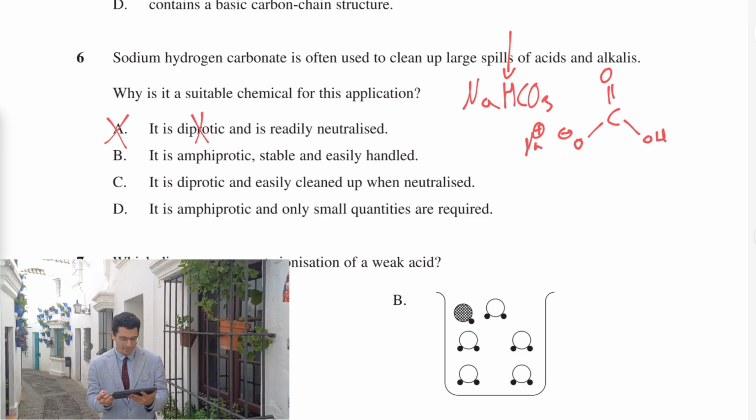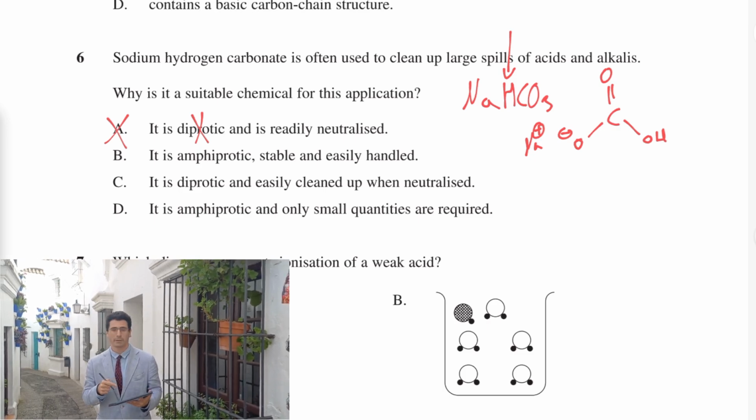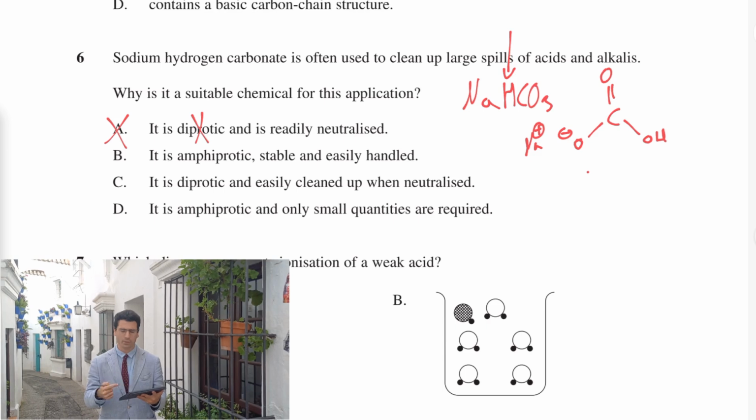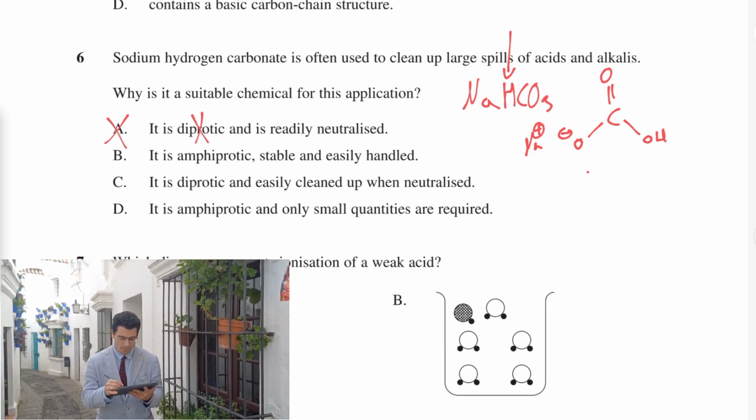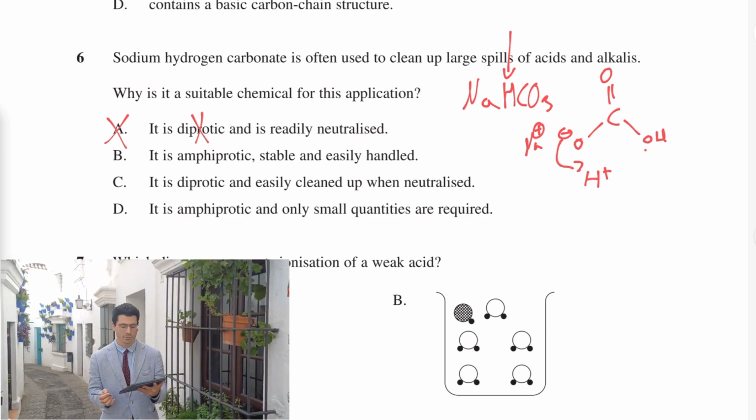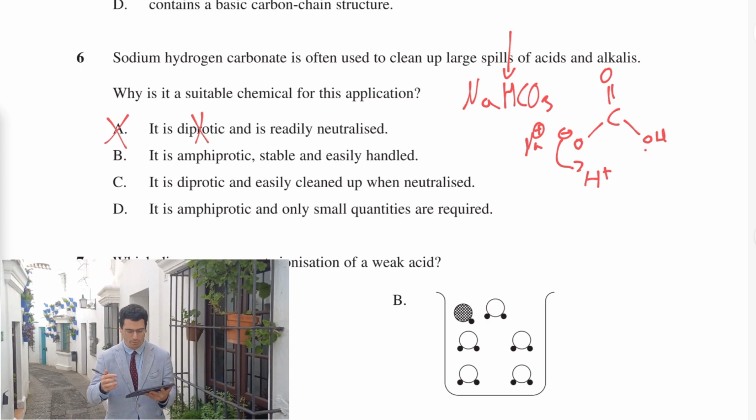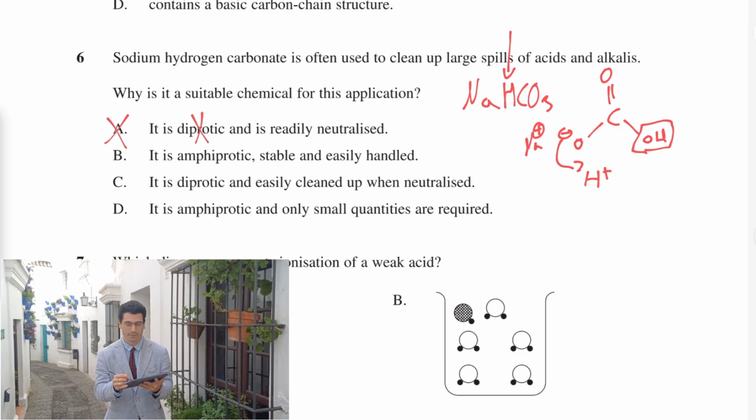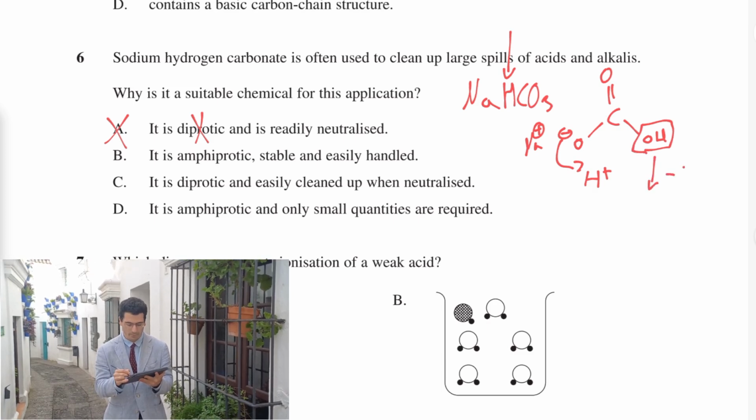It is amphiprotic, stable and easily handled. Well, this sounds more correct. What does amphiprotic mean? Amphiprotic means that it can either receive or donate a proton. How could this molecule receive a proton? Well, very simple. Simply, it would bond with the negative charge on the oxygen. And if it were to lose a proton, well, simply this hydroxyl group, which I've highlighted, could lose a proton. So it can either receive or lose a proton, meaning it is amphiprotic.